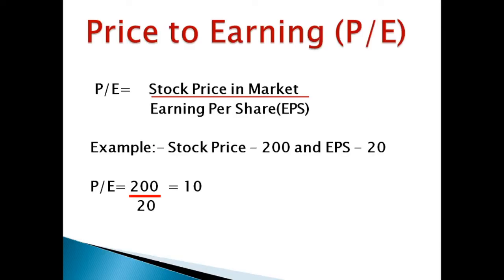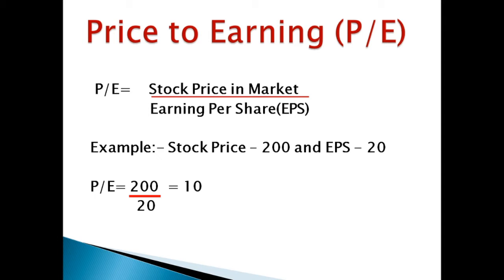Price to earning ratio. As you can see, price to earning ratio is calculated by dividing the stock price by the earning per share. So the stock price you will get from the current stock market, and how earning per share is calculated, we have seen in our previous session. So if you haven't watched, please watch. I will mention the link of the previous session in the description box.